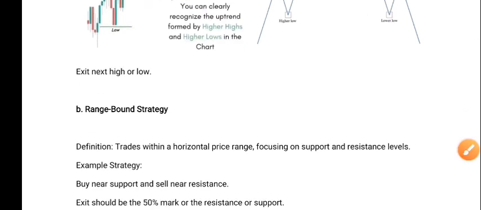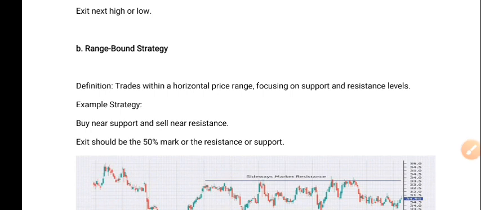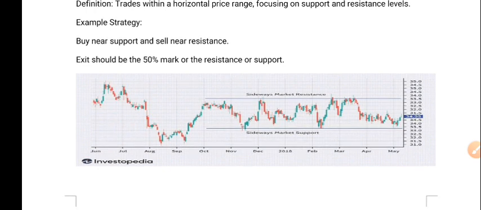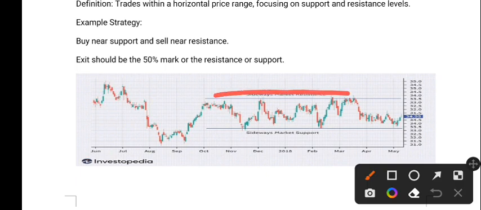So, the range bound strategy trades within a horizontal price range, focusing on support and resistance levels. As an example strategy: buy near support, sell near resistance. I've said this before. Exit should be at the 50% mark, or at resistance or support. This means this. We know that this is the horizontal line here, and this is the horizontal line here.